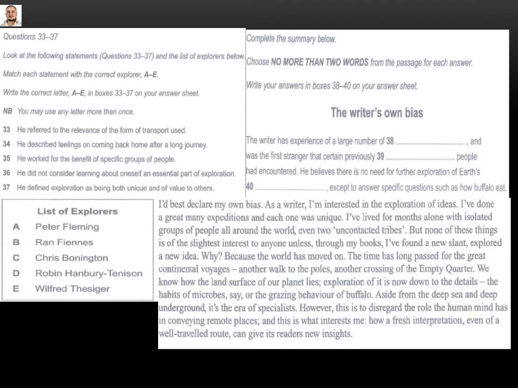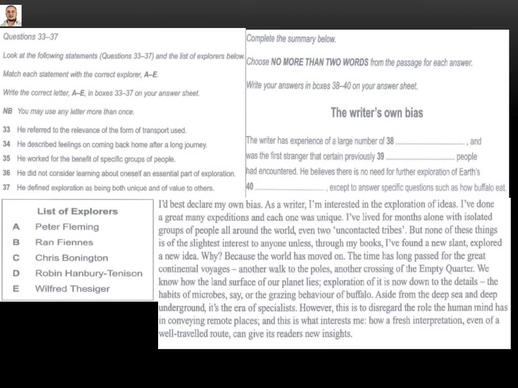He believes there is no need for further exploration of Earth's gap. Let's move on with it. "Even to uncontacted tribes, but none of these things is of the slightest interest to anyone unless through my books I've found a new slant, explored a new idea." Why? Because the world has moved on. "The time has long passed for the great continental voyages, another walk to the poles, another crossing of the Empty Quarter. We know how the land surface of our planet lies. Exploration of it is now down to the details."